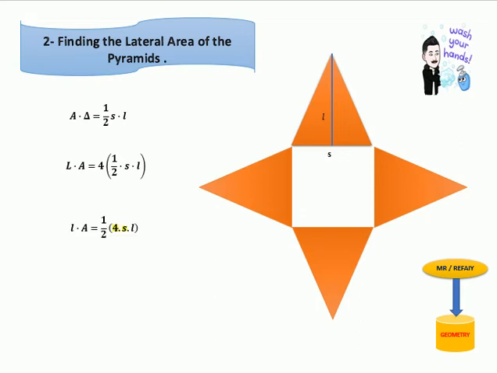After that, look, we can use the commutative property here, so we can switch 4 and half. So the lateral area is equal to half times 4 times S times L. And do not forget that 4S is the perimeter of the base of the square. So this time we can replace 4S with the perimeter of the base. So in general, we can find that the lateral area of any pyramid equals half times the perimeter of the base times the slant height.